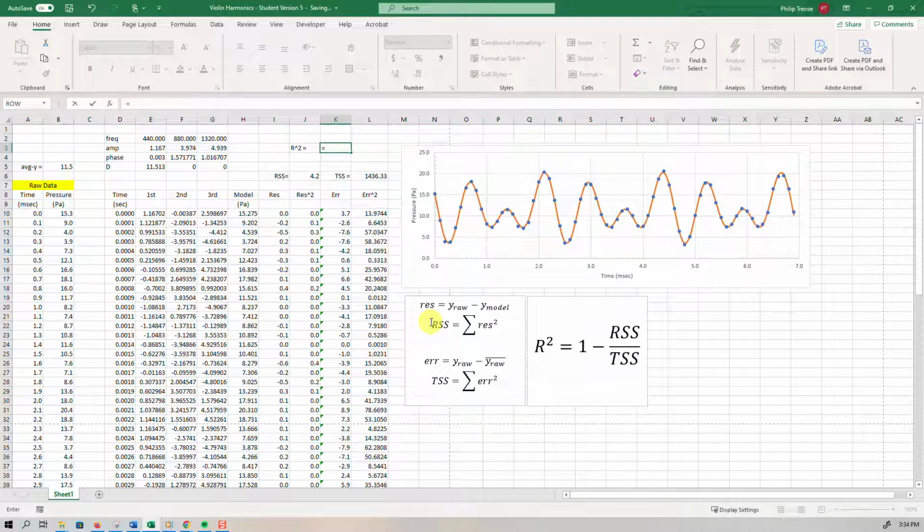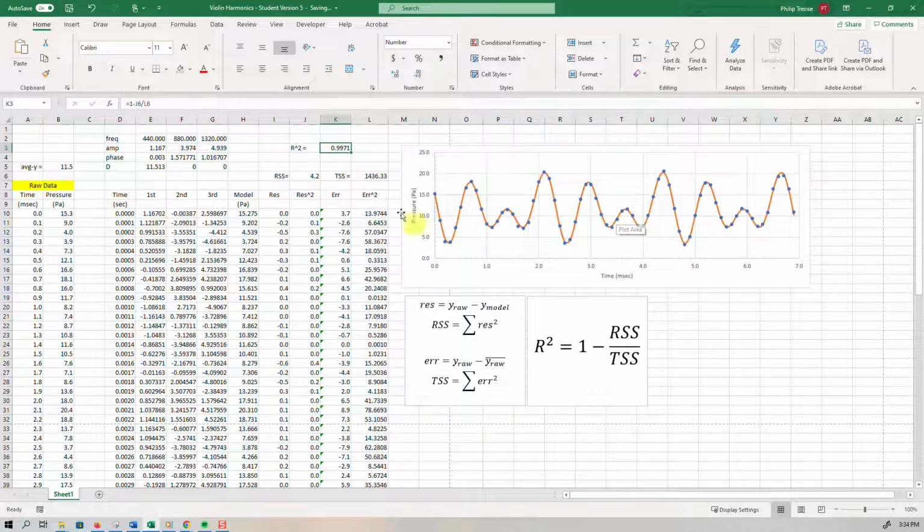Now up here, a little bit of real estate available on my worksheet, I'll calculate the R squared. It's 1 minus the RSS divided by TSS. And that's a pretty good coefficient of determination, showing me that I've got a very high degree of model fidelity. My model is doing a very good job of predicting these values.